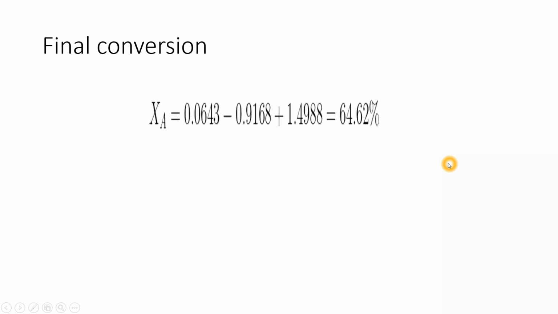So now the final conversion X will be, putting all these values accordingly, 64.62% conversion. This is a really long question in GATE 2019 for chemical reaction engineering.